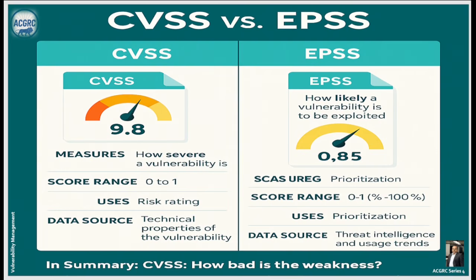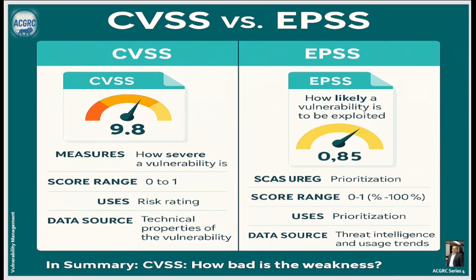Example, let's say you find two vulnerabilities. Vulnerability A has a CVSS of 9.8, but EPSS is 0.001. It means very severe but unlikely to be exploited. So when the EPSS is near 0, it indicates that it is unlikely to be exploited, while it is severe because CVSS says 9.8.